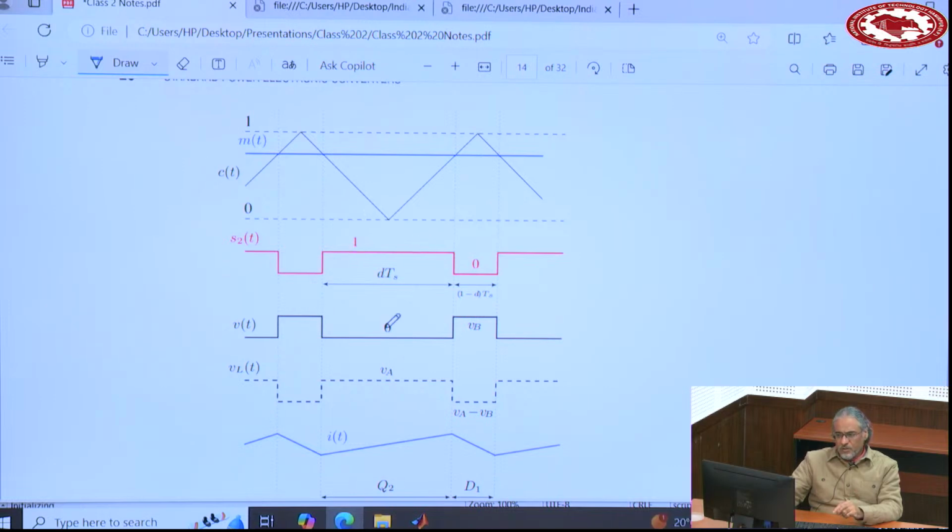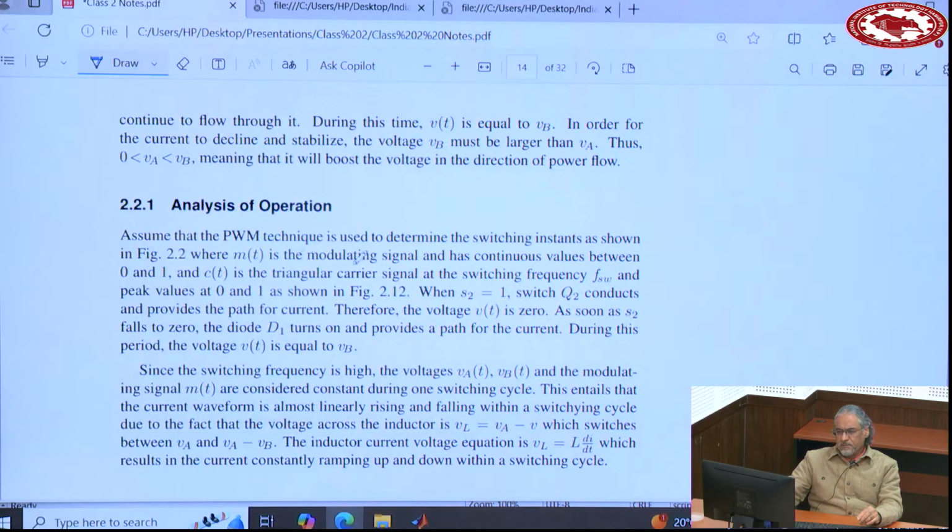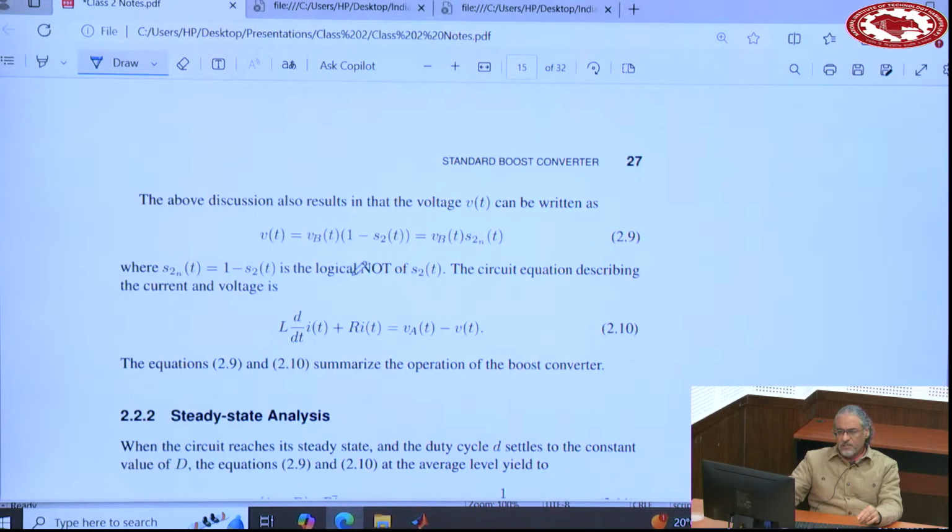And when the switch is on, the voltage across the switch is 0, and when the switch is off, the voltage is equal to VB. And the voltage across the inductor, VL, is VA here, and VA minus VB here. So VA is positive, the current ramps up. VA minus VB is negative, the current ramps down. This current goes through the switch, this current goes through the diode. Okay, very simple. And then analysis, you can write the equations like yesterday.